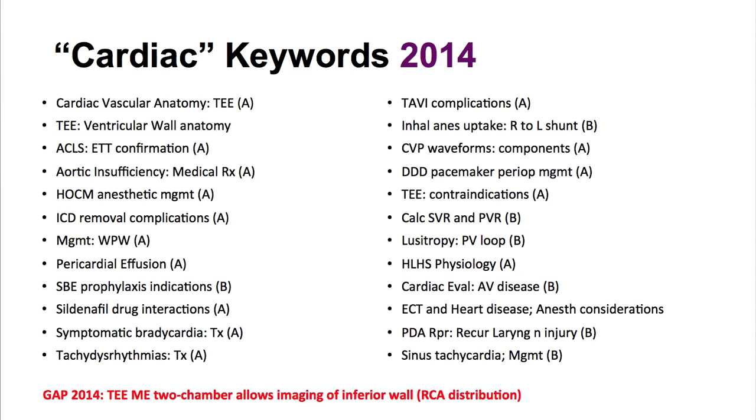This is from 2014. Of note, a gap in 2014 was the fact that TEE in the mid-esophageal two-chamber view allows imaging of the inferior wall. Actually, you see the anterior wall on one side and inferior wall on the other, and the inferior wall is supplied by the right coronary artery, and therefore a patient with occlusion of the right coronary artery will have changes in wall motion in the inferior wall distribution.